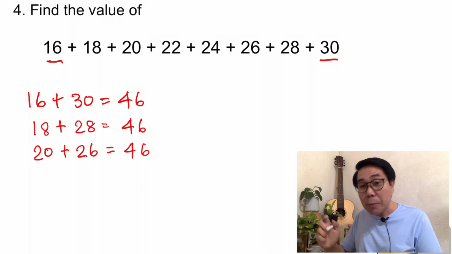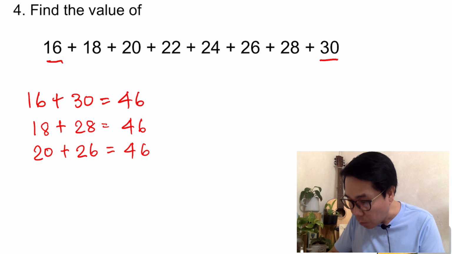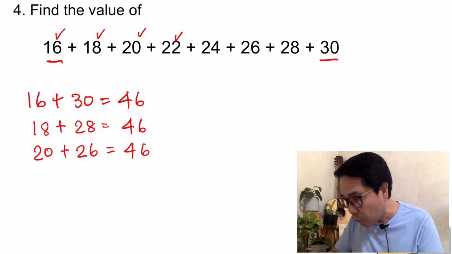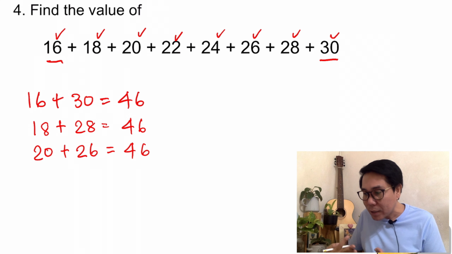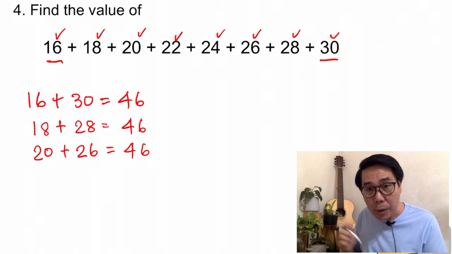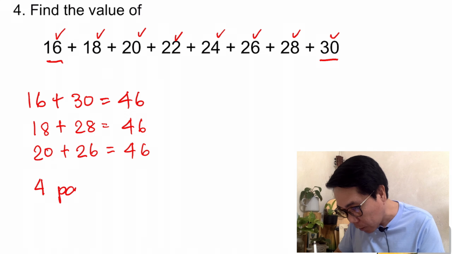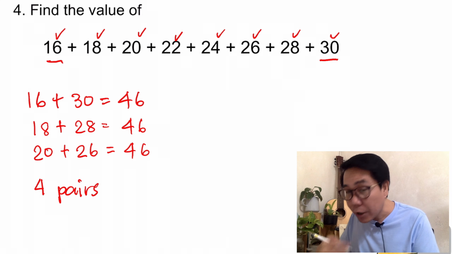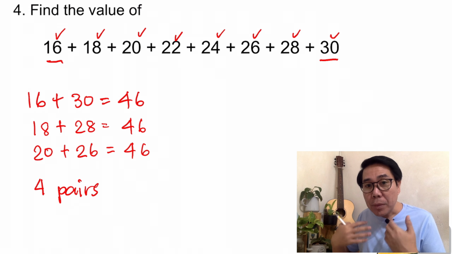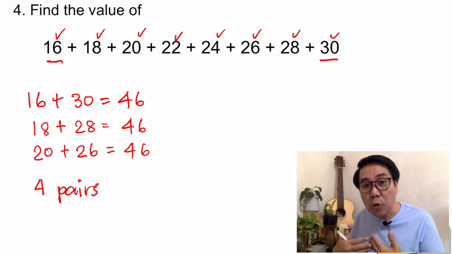Okay, now, if we are going to count the numbers in all, we have 1, 2, 3, 4, 5, 6, 7, 8. Okay, 8 is even. So that means 8 divided by 2, we will come up with 4 pairs in all. Therefore, there are 4 pairs that add up to 46.